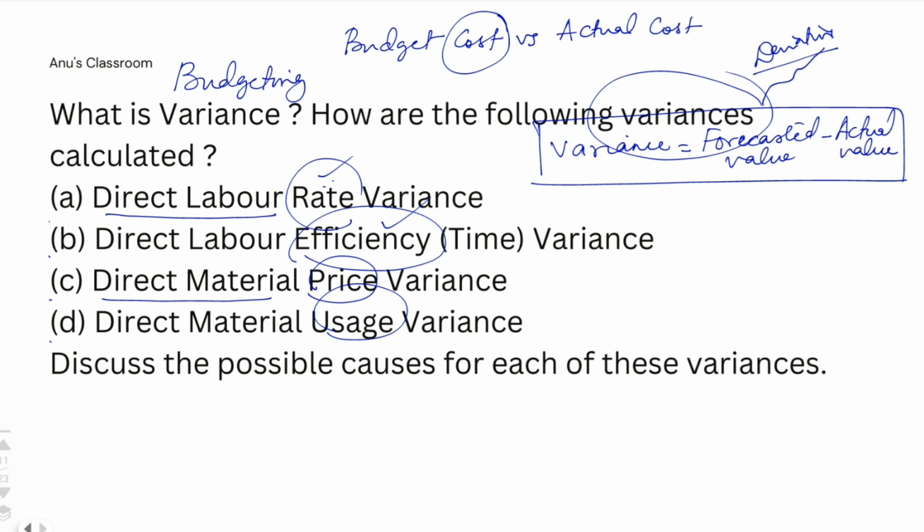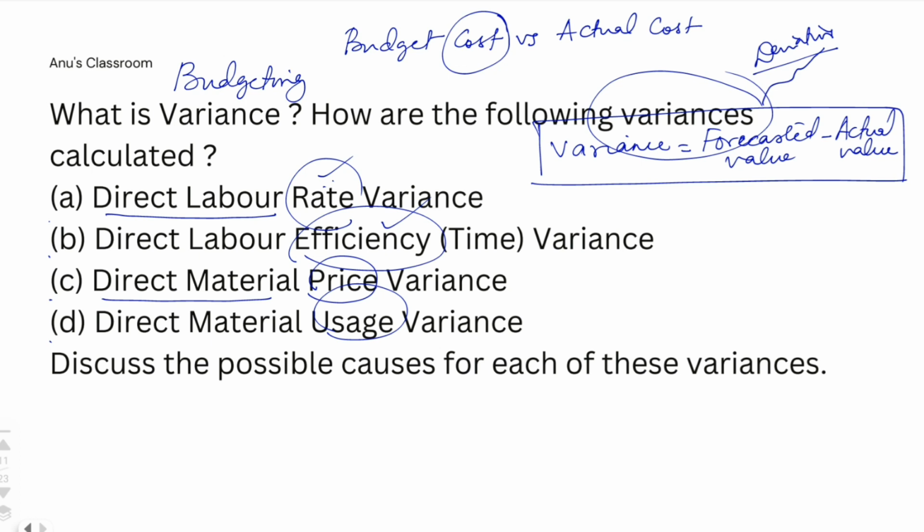So we might be looking at some past data and we might be budgeting our variance, but it might not be what is actually prevalent in the market while we are doing the operation. So those are some of the reasons why there could be a direct labor rate variance.